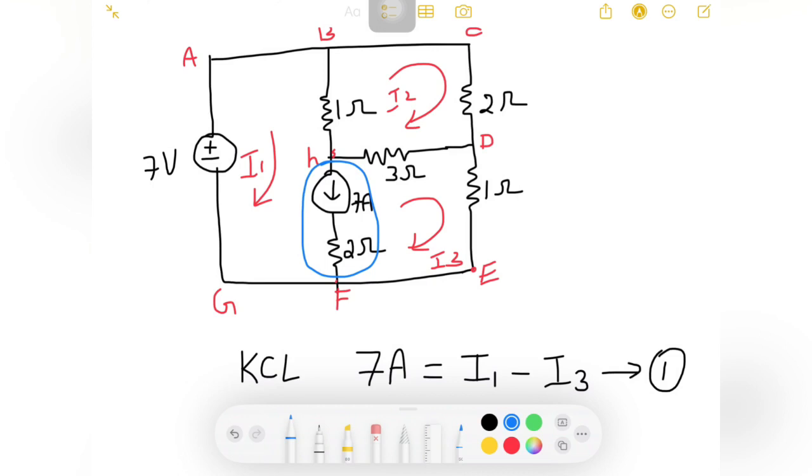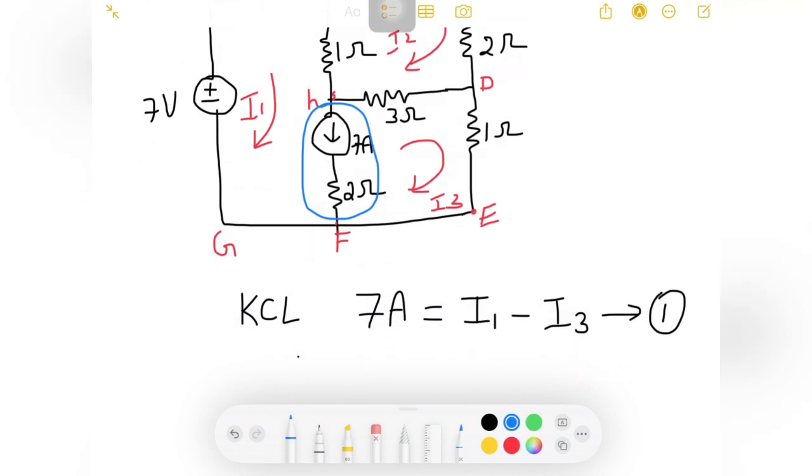So hence I will not be writing the equation considering this branch. Now the first loop I will be taking with respect to the points. Let me write the points. That will be KVL for point A, B.